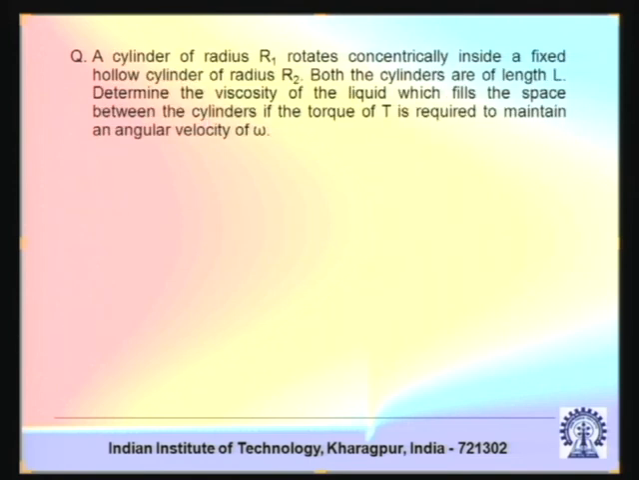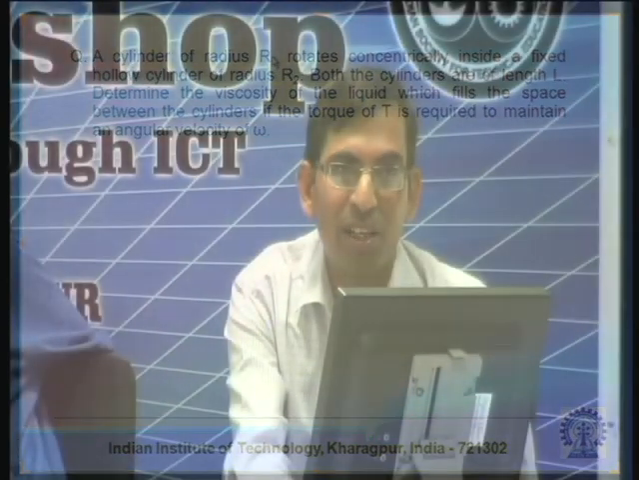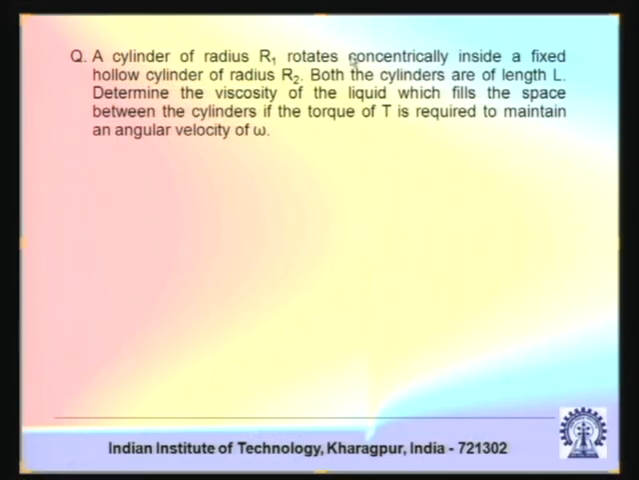Now coming to the next problem, just please go through the problem. A cylinder of radius capital R1 rotates concentrically inside a fixed hollow cylinder of radius capital R2. Both the cylinders are of length capital L. Determine the viscosity of the liquid which fills the space between the cylinders if a torque of capital T is required to maintain an angular velocity omega.